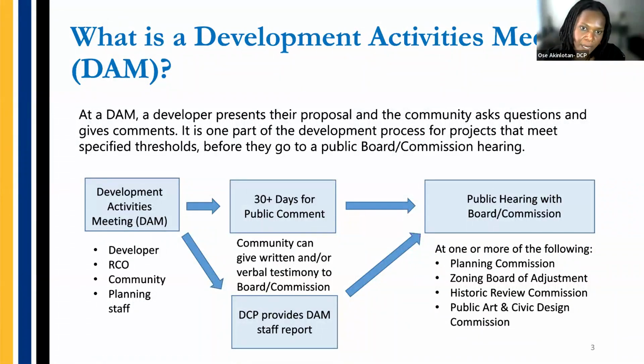As you can see by this small infographic, the development activities meeting comes before the 30-day public comment period, where the community can provide written and/or verbal testimony to the board or commission. During that 30-day period, you have time to evaluate the actual project itself and provide written comment. We will provide information on how to do that a little later. DCP also provides the development activities meeting staff report to you as a community, as well as to the board or commission. And then it goes to public hearing with the board or commission.